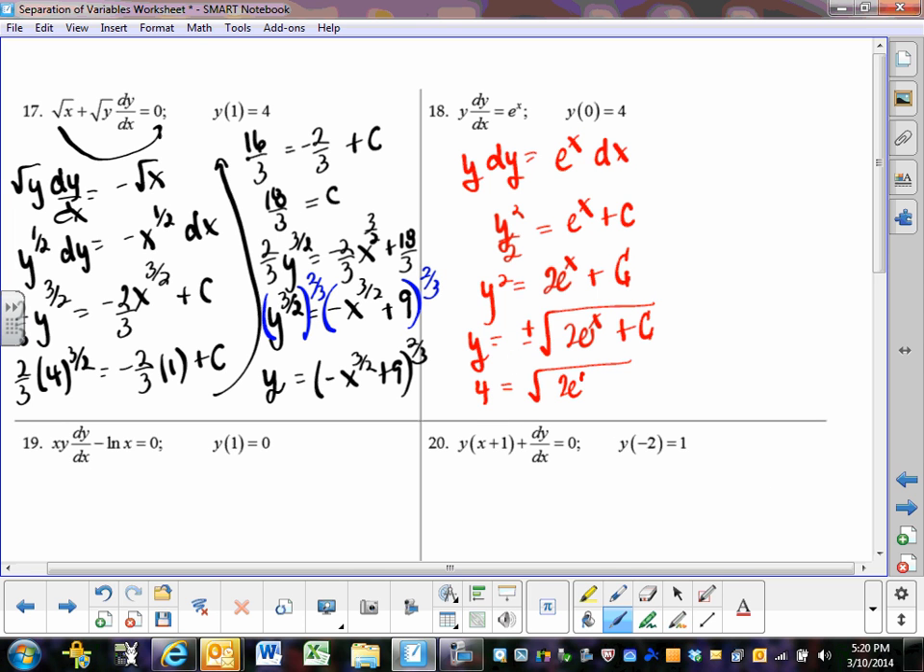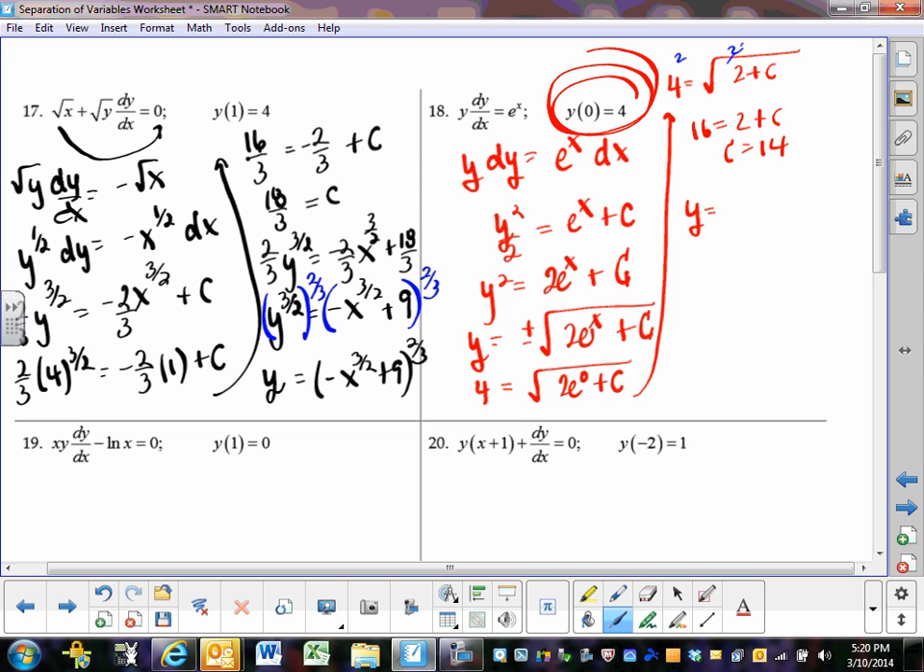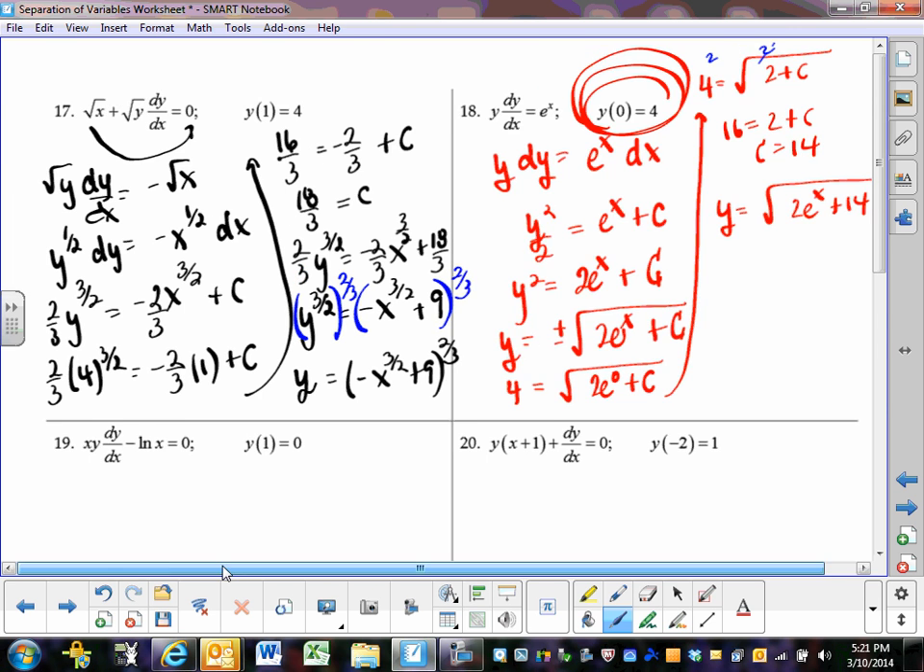For the next question, I'm going to have to subtract over. So I have the square root of y dy dx equals negative square root of x. So I have y to the half dy. It's negative x to the half dx. So anti-deriving, I get 2/3 y to the 3/2 because we add and divide, is equal to negative x to the 1/2 becomes x to the 3/2 divided by 3/2 plus c.